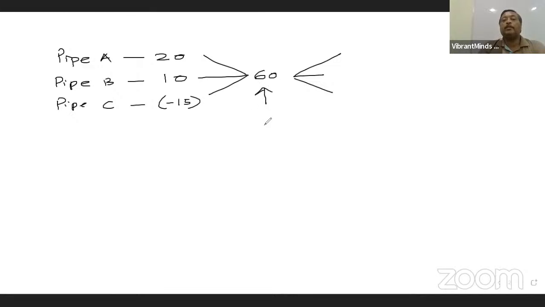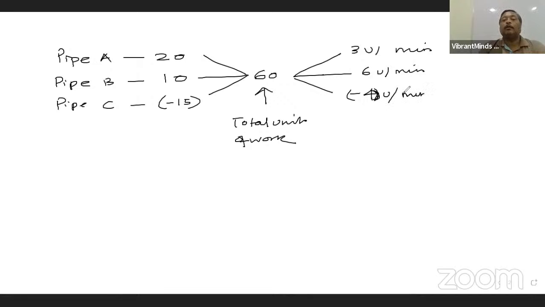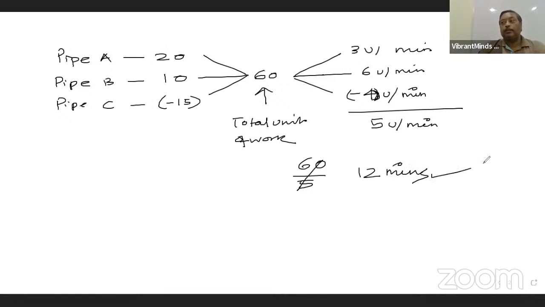Now again, why do we take this LCM? Because this is the total unit of work. So A does 3 units per minute, here we have 6 units per minute, and here we have minus 4 units. Again, negative work, so you will recognize it by the bracket. Now all 3 are opened simultaneously. So how many units are they doing? 6 plus 3, 9, 9 minus 4 is 5. So 5 units per minute. Time taken will be 60 by 5, and that is 12 minutes.